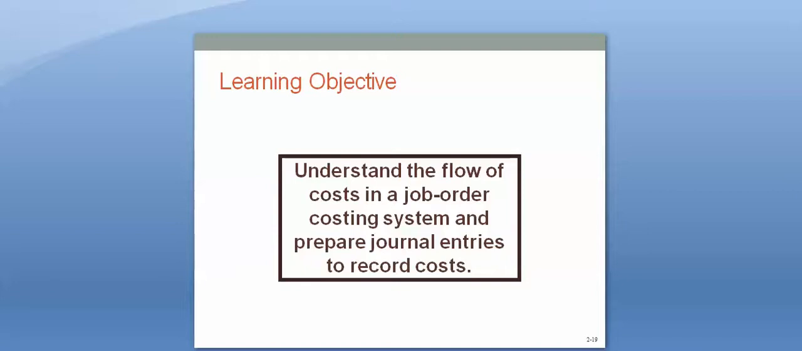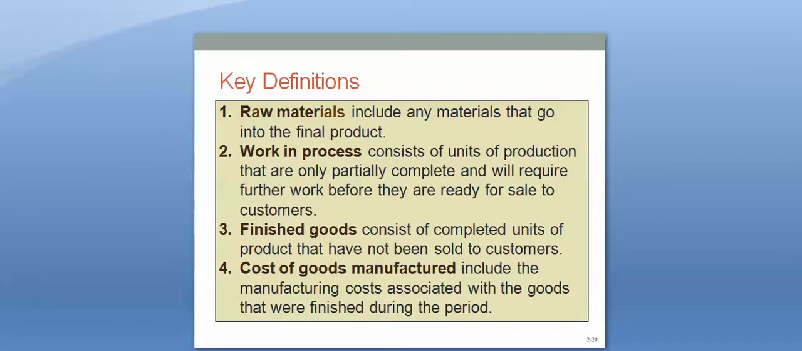Let's take a look at the cost flows in a job order costing system and prepare journal entries to record those costs. First, let's review some key definitions. Raw materials include any materials that go directly into the final product. And recall our raw materials consist of two types.